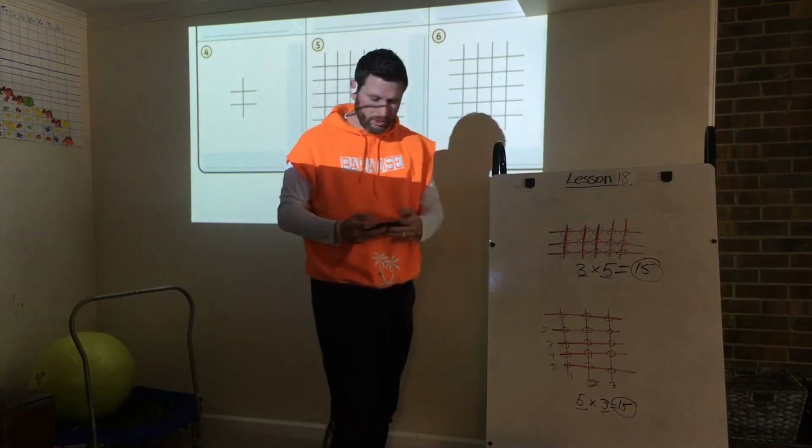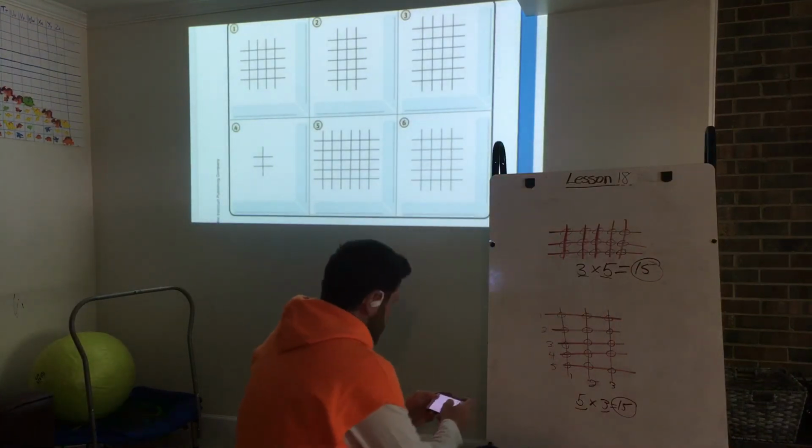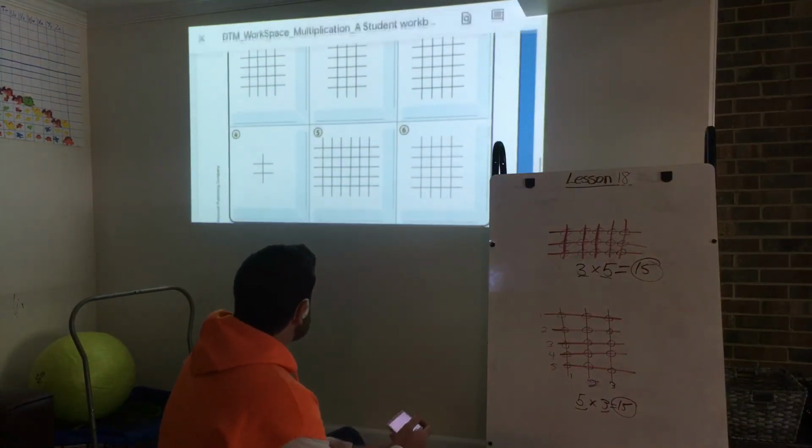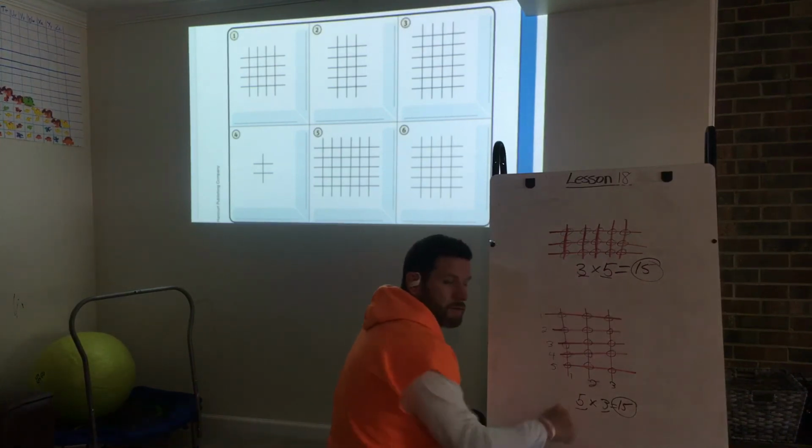So just pause those. What I would like you to do is redraw these 6, kind of like you did last week. Circle those, but I need 2 equations. I need the 2 equations for each one of those.